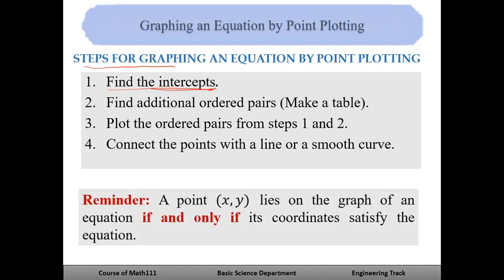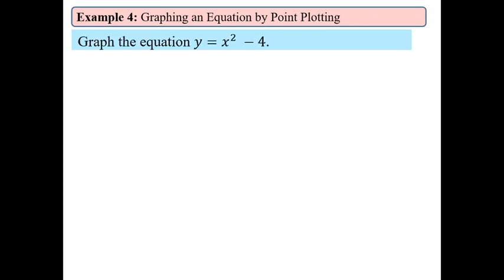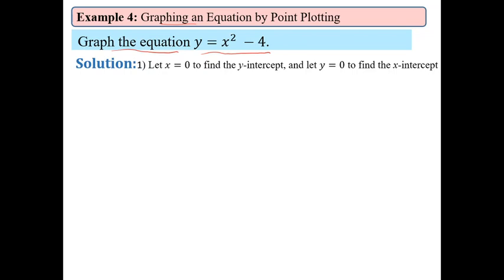Now look here. We always keep in mind that a point (x, y), the ordered pair, lies on the graph of an equation if and only if its coordinates satisfy the equation. So x comma y should be a solution for this equation. Now let's graph the equation y is equal to x squared minus 4. Let's go for the x-intercept and y-intercept. For the y-intercept, you set x equal to 0, and for the x-intercept, you set y equal to 0.